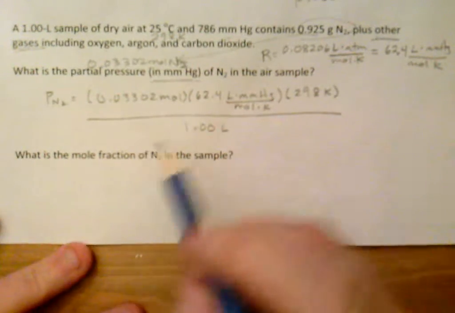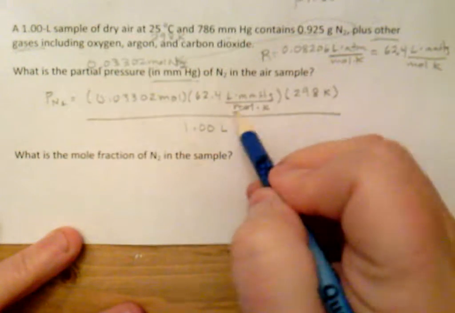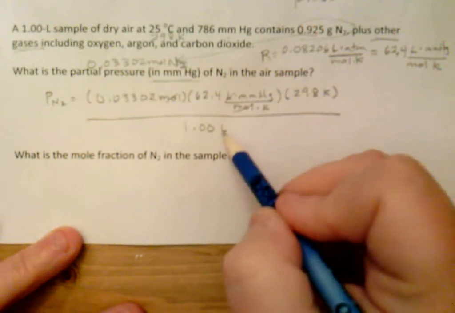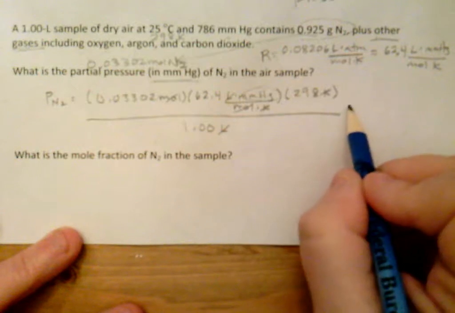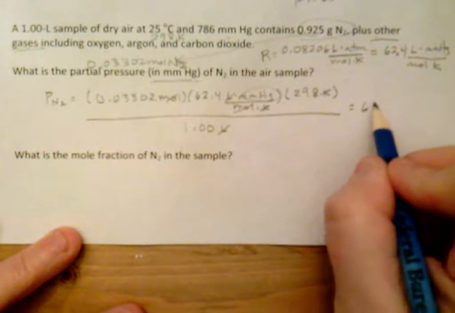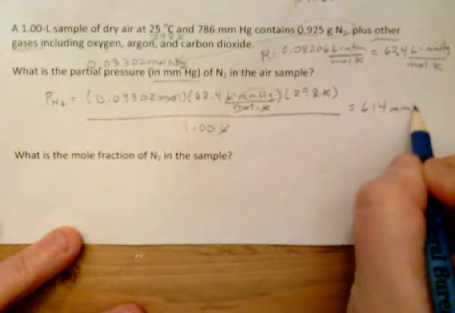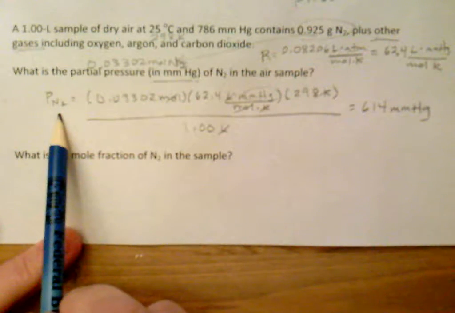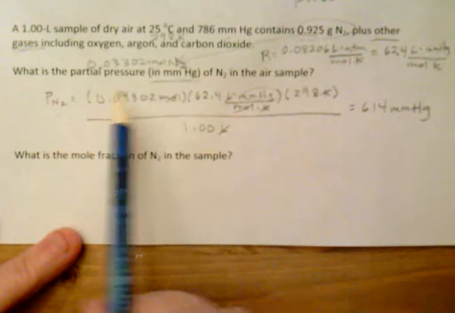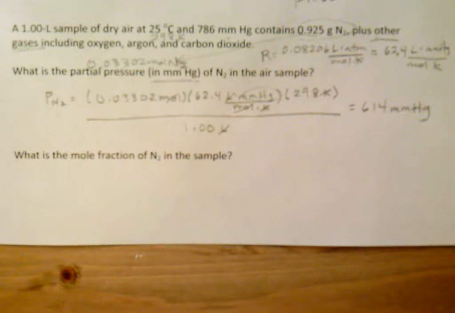Okay, so when I calculate this out, let's just make sure that our units cancel. We have our moles canceling here, our liters canceling here, our Kelvin canceling here, and we're left with millimeters of mercury. So I get out of this 614 millimeters of mercury as my pressure for N2. Okay, so that is the partial pressure of N2 in the air sample. That was pretty easy to do.